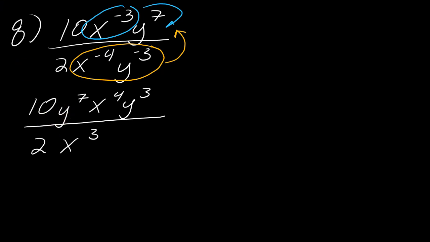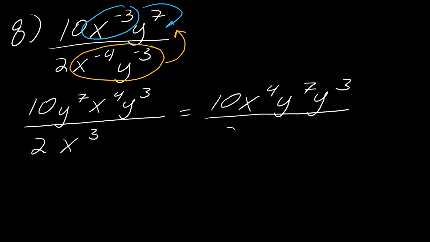Okay, so now I have a better picture of kind of what's going on here, and I'm going to reorganize everything to make it a little nicer to look at. So this is going to be 10 x to the 4th, and then I'm going to put the y's together, y to the 7th and y to the 3rd, and then 2x to the 3rd. Okay, so now I have a much better picture of what's going on. I've organized this. The devil is in the details with these exponent problems.